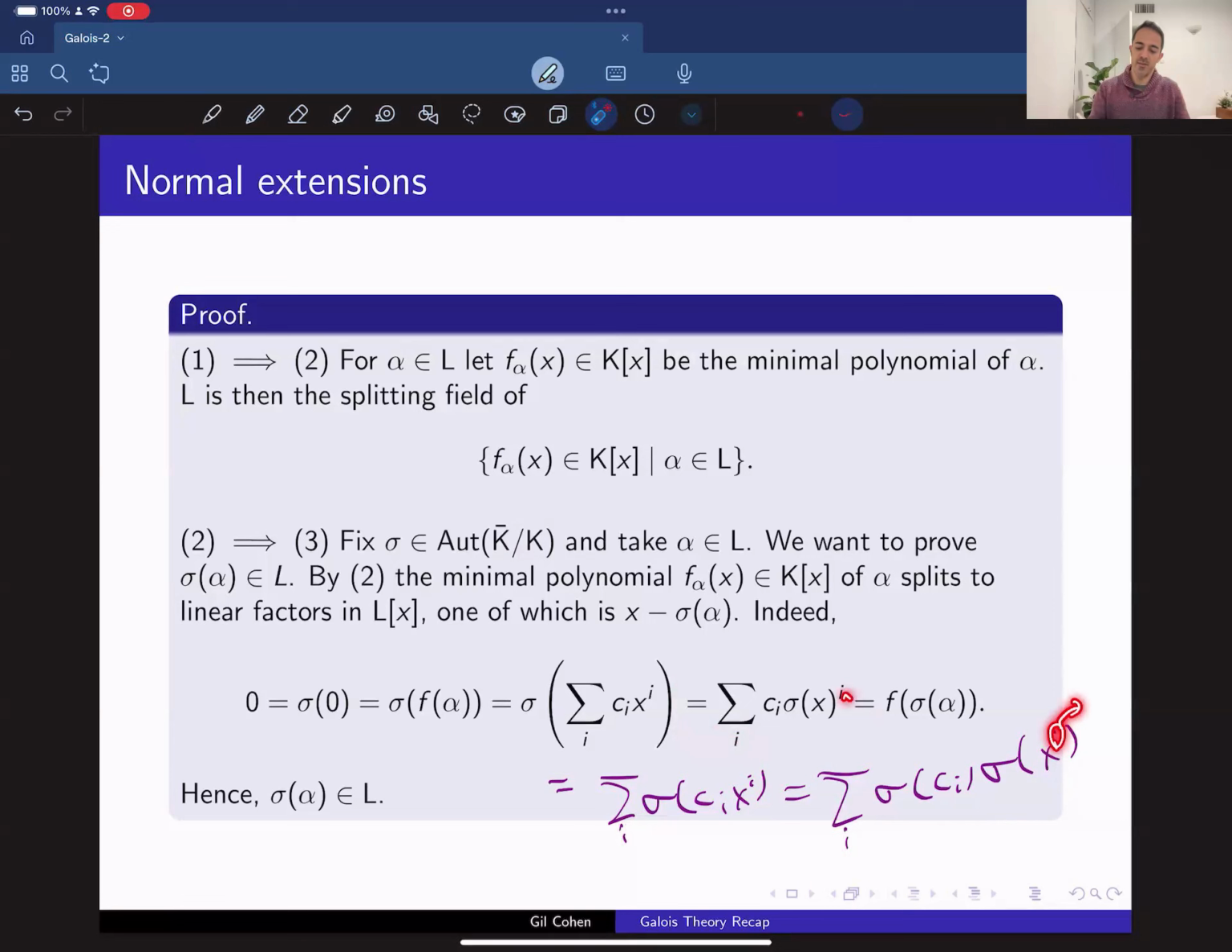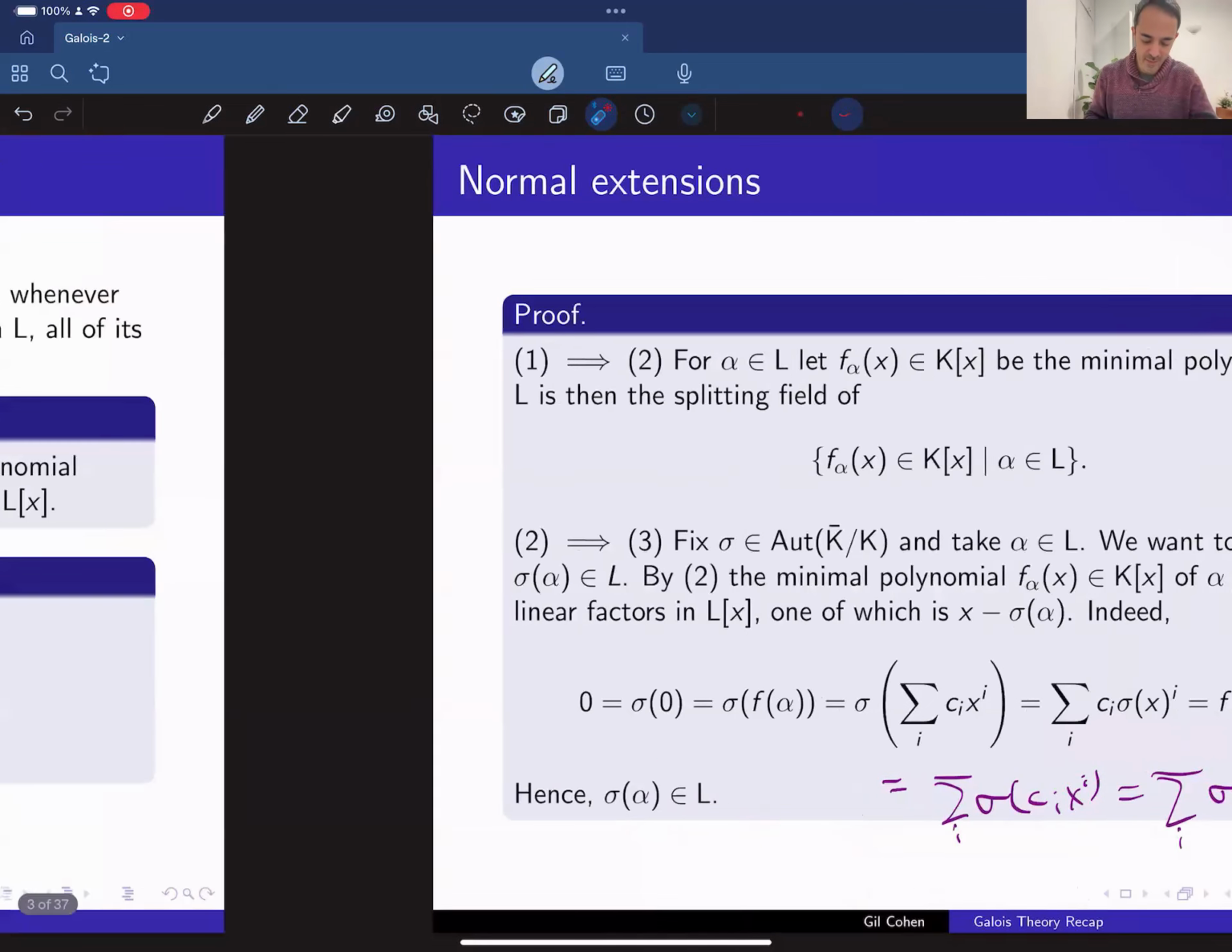I also pulled out the i, as you can see, again because sigma respects multiplicativity. And from here, you can say that this is just the evaluation of f on sigma of alpha. So overall, you see that sigma of alpha is also a root of f. These are the conjugates. It's also a root of f. And so when you factor f into linear factors, one of the factors will be x minus sigma of alpha. And because the factorization occurs in L, we know that sigma of alpha is in L. Good, so that's why 2 implies 3.